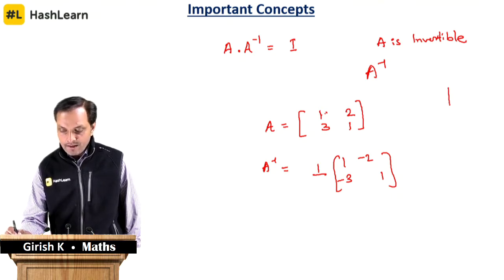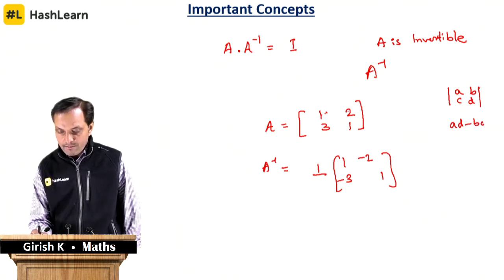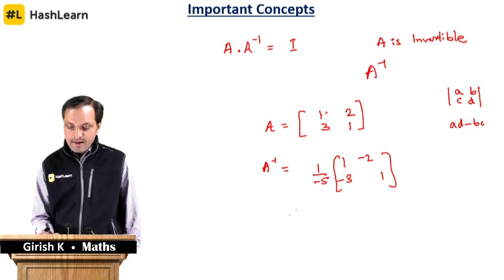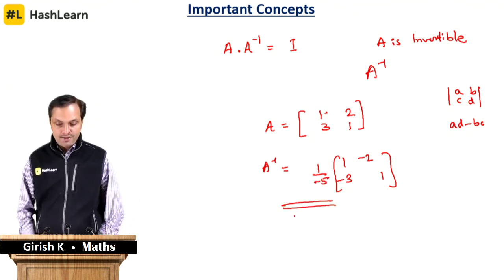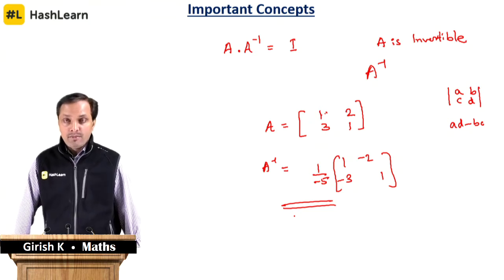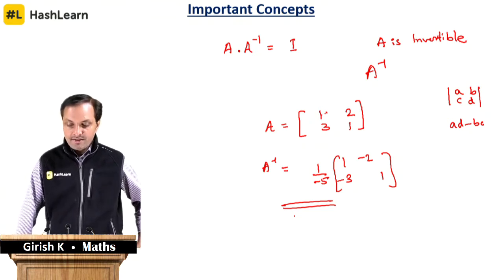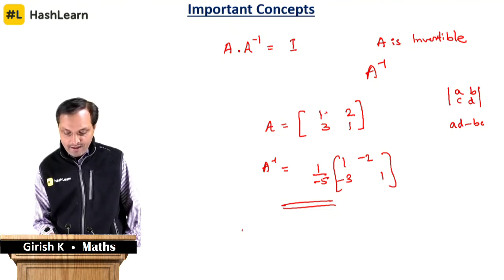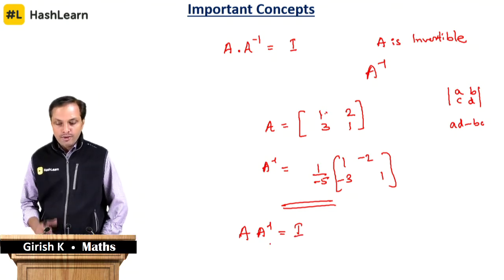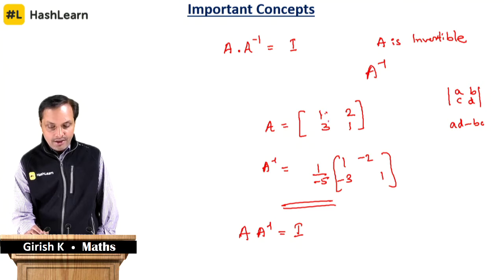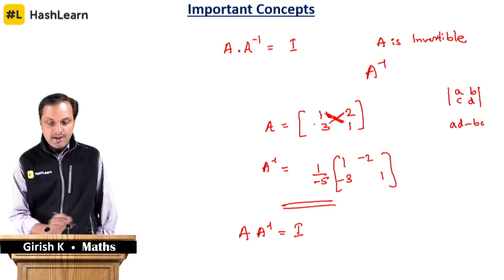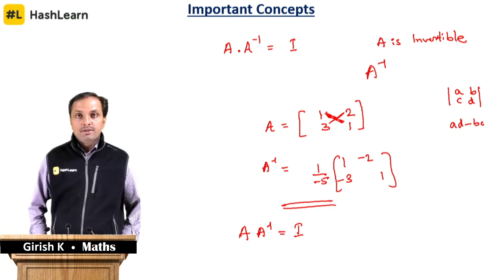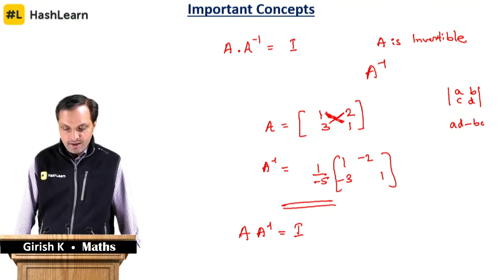What is the determinant of A, B, C, D? The determinant is defined as AD minus BC. So 1 into 1 is 1, minus 3 2s are 6, that will be minus 5. So this is what we call the inverse of A: minus 1 by 5 times 1, minus 2, minus 3, 1. What happens when you multiply A with A inverse? You will get I. So in your entrance examination, to find the inverse, interchange these two elements, change the sign of the other two, and divide by the determinant of A.